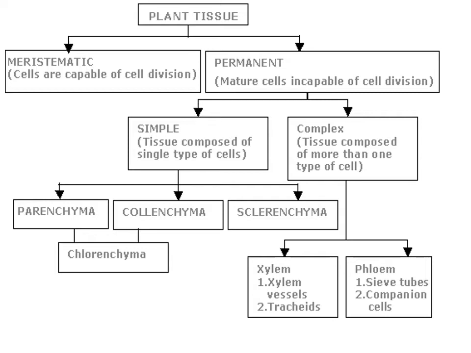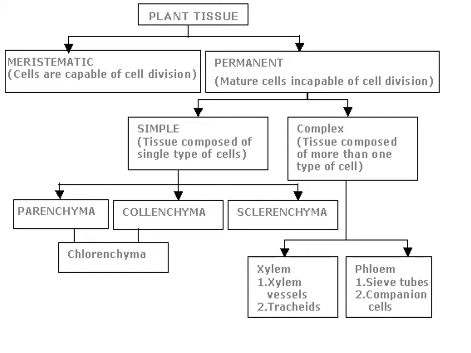The permanent tissues are of two types, one termed simple and the other termed complex. The simple tissues are composed of a single type of cells, whereas the complex tissues are composed of more than one type of cells. As we are basically concerned with the parenchyma, we will go into the details of the simple tissues. The simple tissues are parenchyma, collenchyma and sclerenchyma. And the complex tissues are the xylem and the phloem.